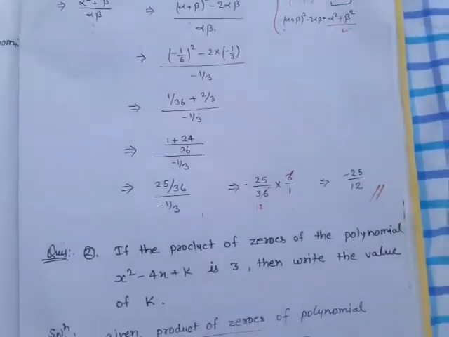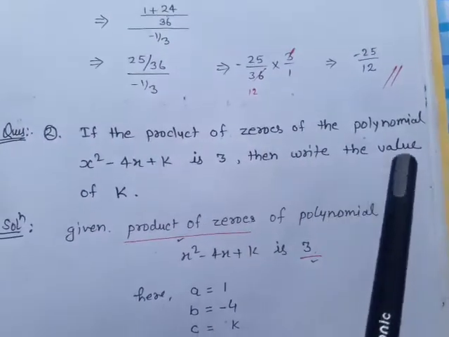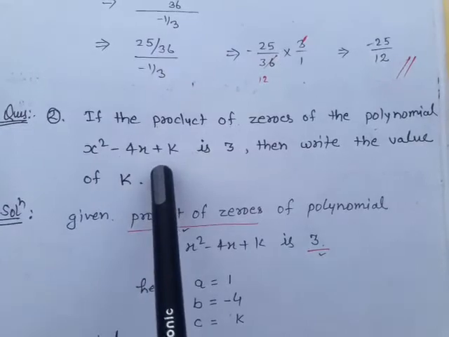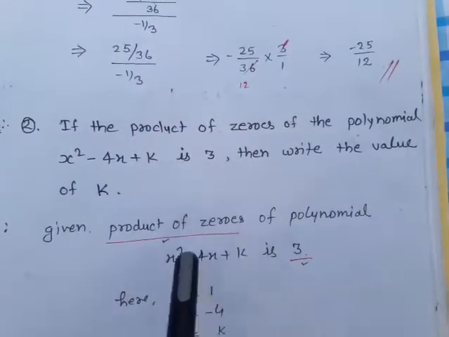Now we move to the next question. If the product of zeros of the polynomial x square minus 4x plus k is 3, then write the value of k.